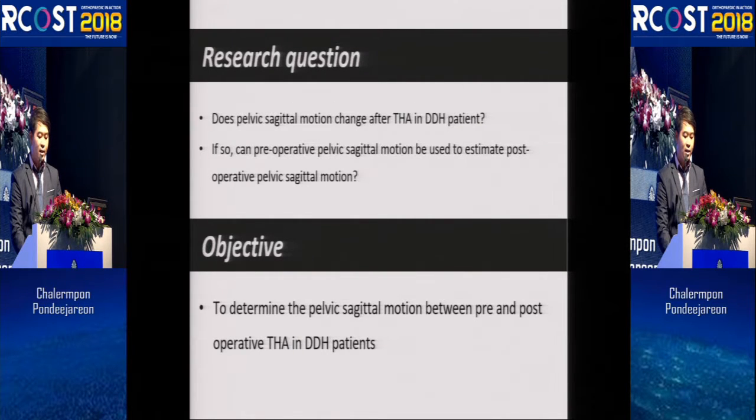So my research questions are: does the pelvic sagittal motion change after total hip arthroplasty in DDH patients? If so, can preoperative pelvic sagittal motion be used to estimate postoperative sagittal motion? The objective of this research is to determine the pelvic sagittal motion in DDH patients pre- and postoperatively.